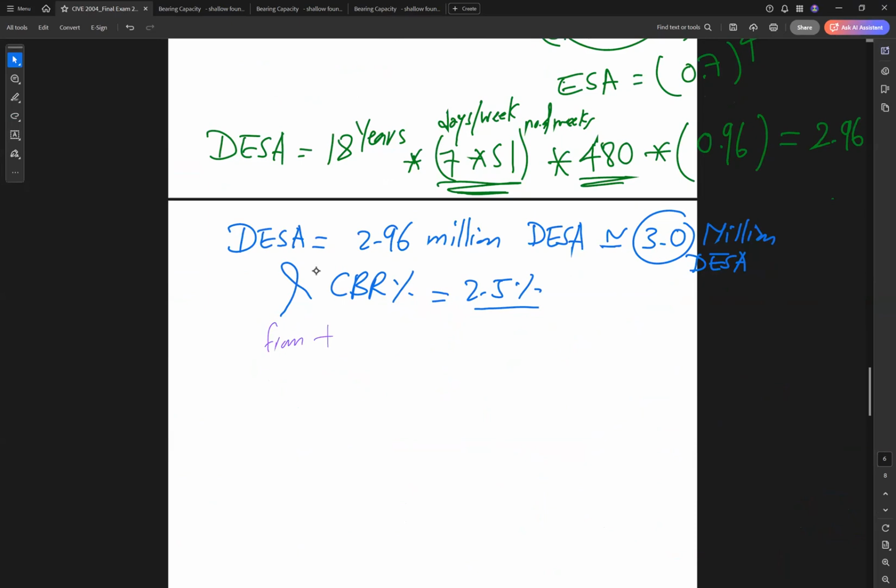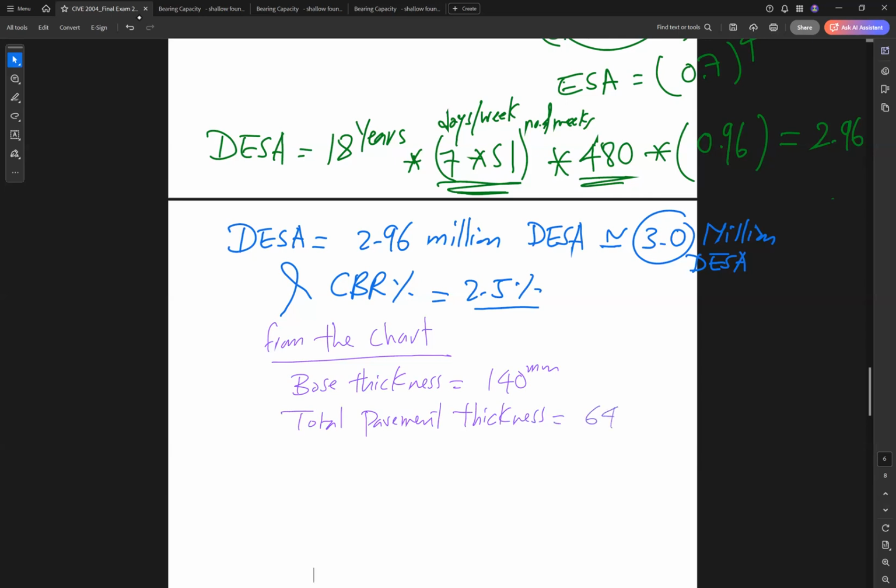So from the charts, the minimum base thickness is 140. Total pavement thickness is 640. So the sub base thickness is 640 minus 140 equals 500 millimeter.